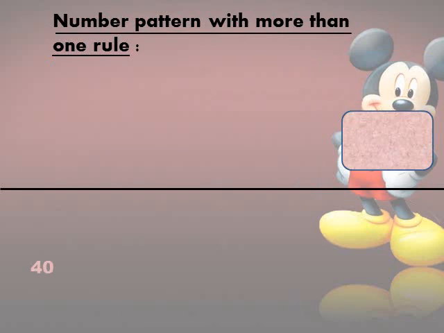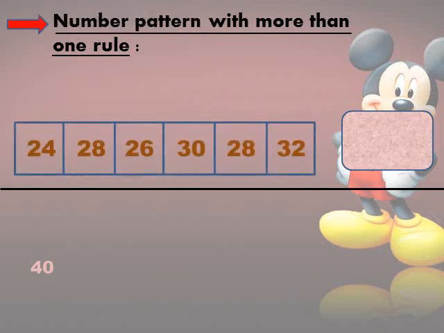If I have more than one rule for the pattern, can I have more than one rule? Yes, I can, but be careful with the steps. First, if I have 24, 28, 26, 30, 28, and 32, what's wrong here? The numbers are moving in two ways. Sometimes it's getting bigger and other times it's getting smaller.